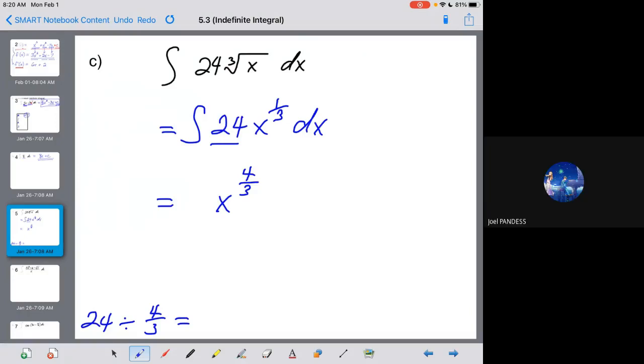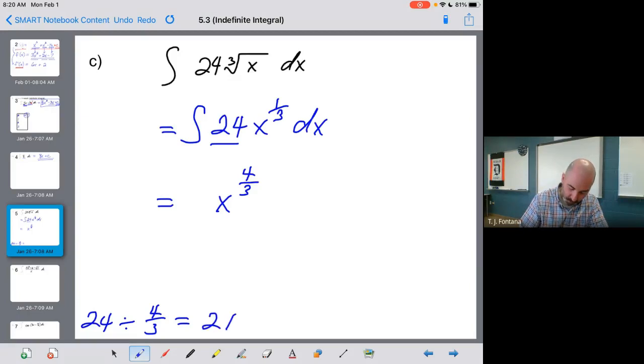Multiplying by the reciprocal. So this is 24 times 3/4. And I certainly hope you guys know how to do this in your head. I think I've shown you this shortcut a couple of times. You're going to take the whole number, 24, divide it by the denominator of this fraction. So 24 divided by 4 is going to get us 6, and then multiply by the numerator right there. 6 times 3 is going to get us 18. And that is going to be the new coefficient of our antiderivative.